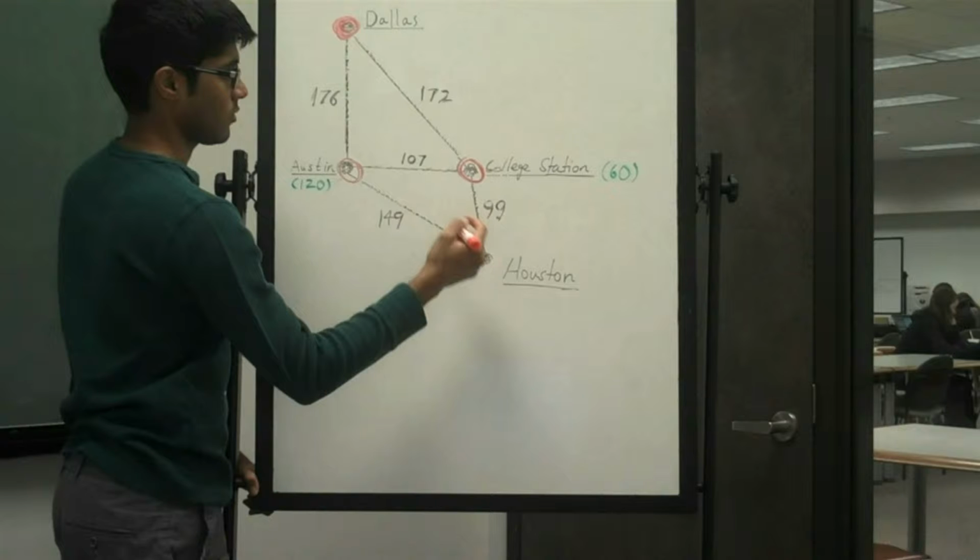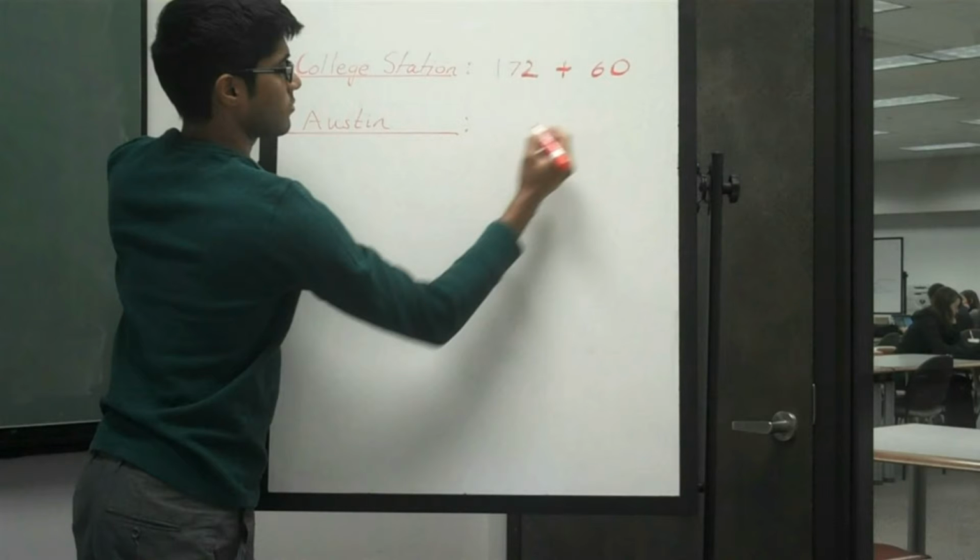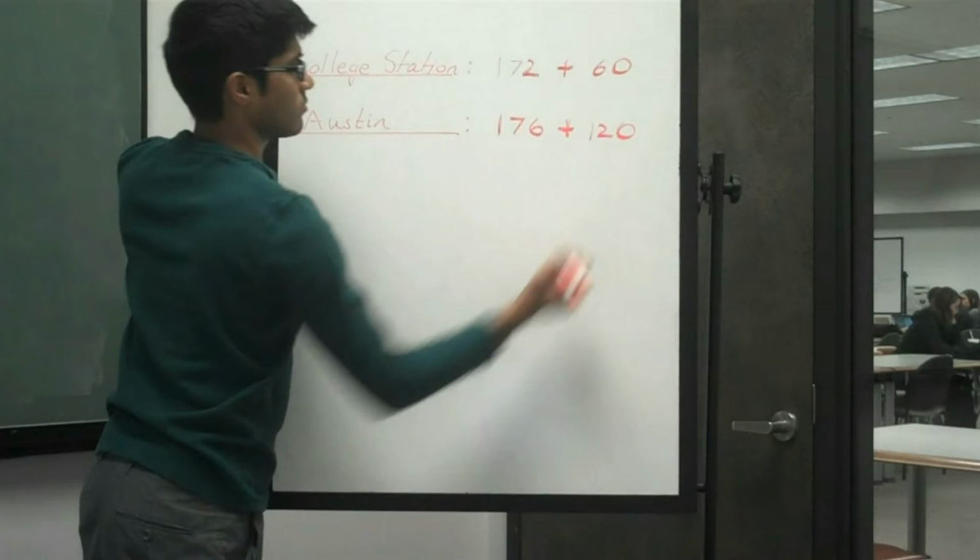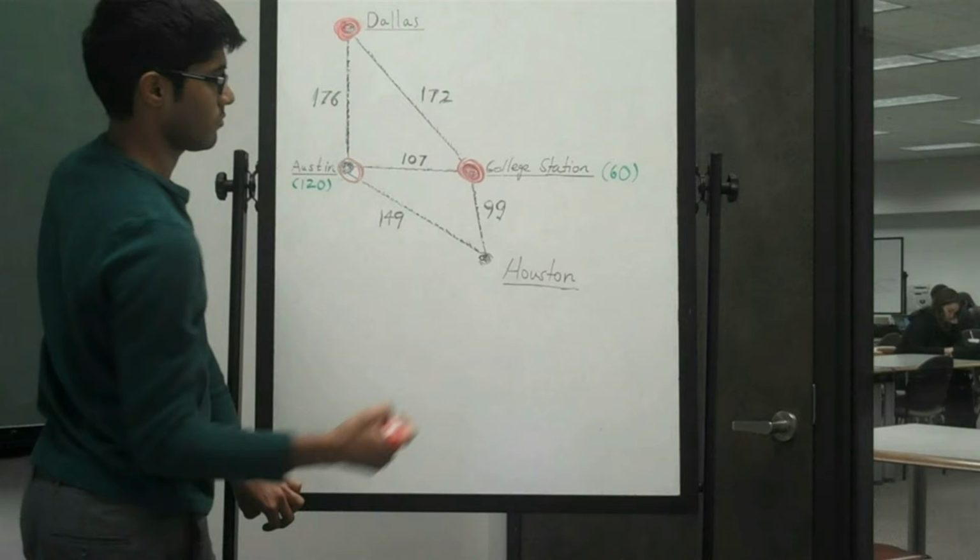First, we start at Dallas and note that we can directly reach both College Station and Austin. Via College Station, the driving distance is a total of 172 actual plus 60 estimated. Via Austin, it's a total of 176 actual plus 120 estimated. So our best bet at finding the shortest route is via College Station.